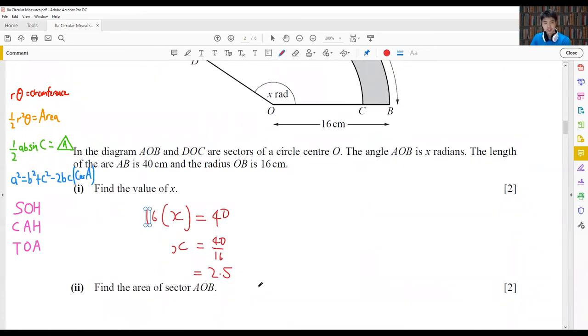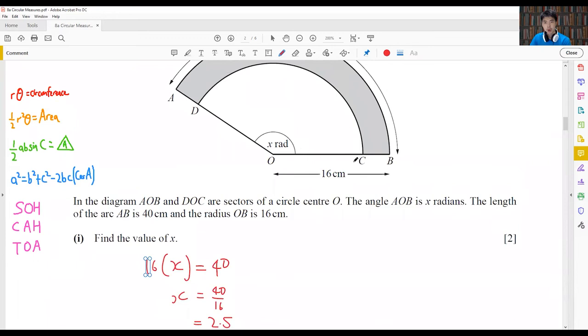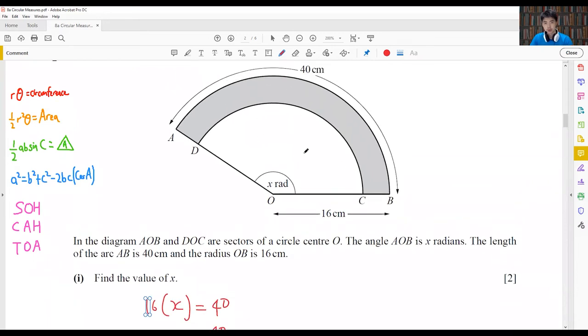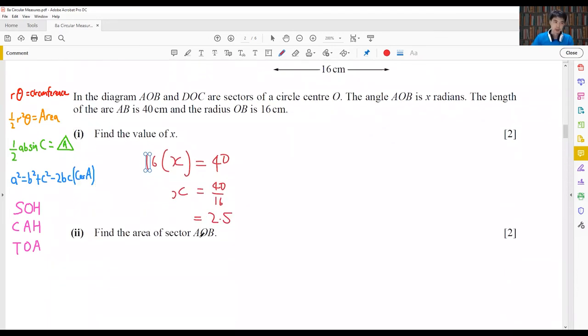Find the area of the sector AOB. That means we're looking for the whole thing here. So that's very straightforward again. Half of r squared times theta, which is 2.5. This will simply give us 16.